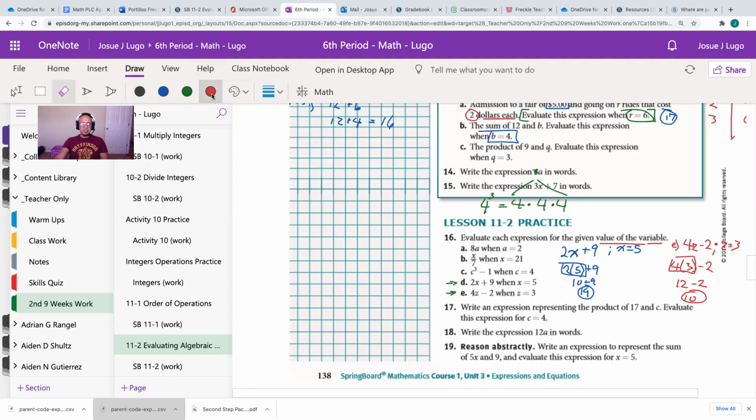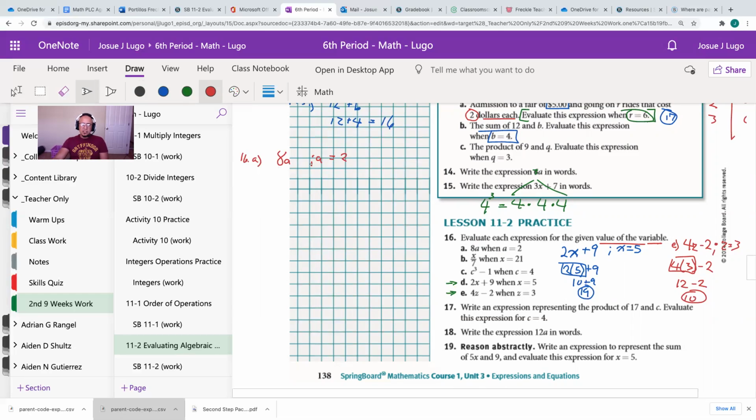But notice how number 16A reads. In your notebook, I would want you to write 16A and then rewrite it. We have 8A, okay? But then it says when A is equal to 2. What does that mean? It says to evaluate each expression for the given value of the variable.